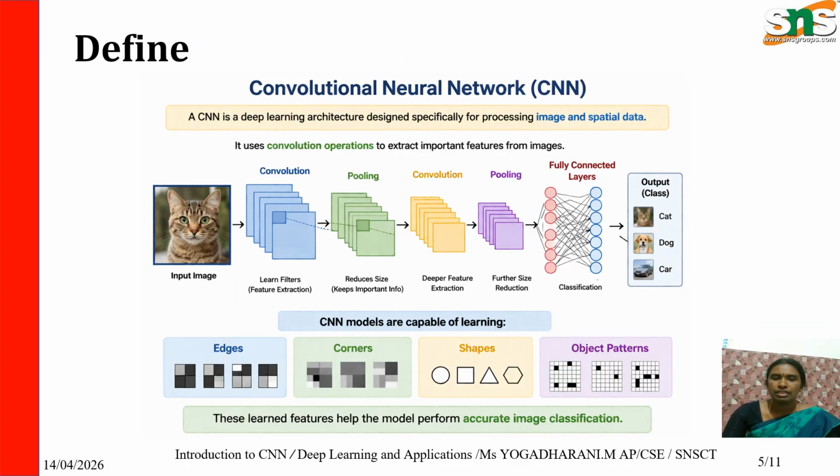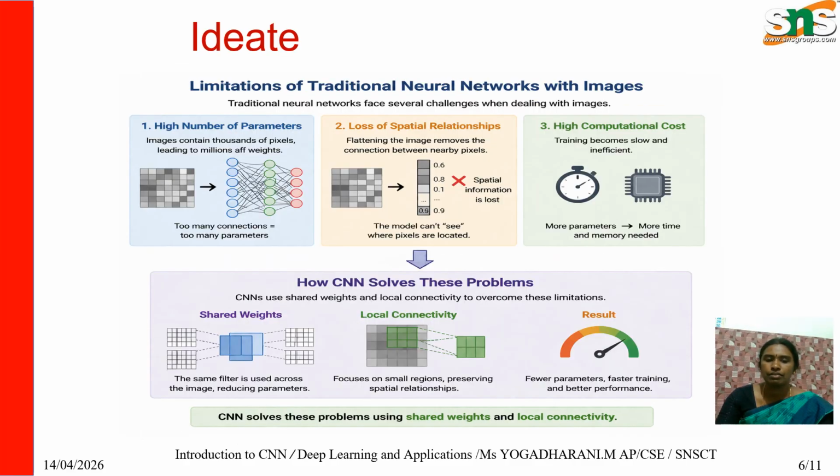The definition of CNN: a convolutional neural network is a specialized deep learning model designed to process image and spatial data, where the arrangement of pixels, that is the spatial structure, is very important. Unlike a traditional neural network, CNN preserves the two-dimensional structure of images and learns meaningful patterns directly from them.